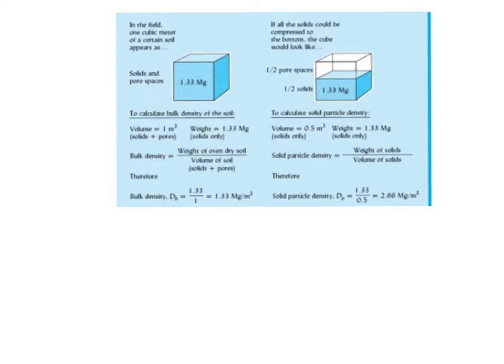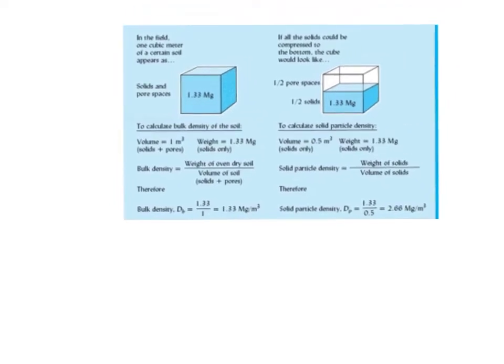Okay, so particle density, you can see in the definition in your book, is defined as the mass per unit volume of, keyword here, soil solids, as opposed to soil with the spaces in between, with pores in between. So what we're trying to get at with soil particle density is a measurement of just the solid materials. So that's what we're seeing here.